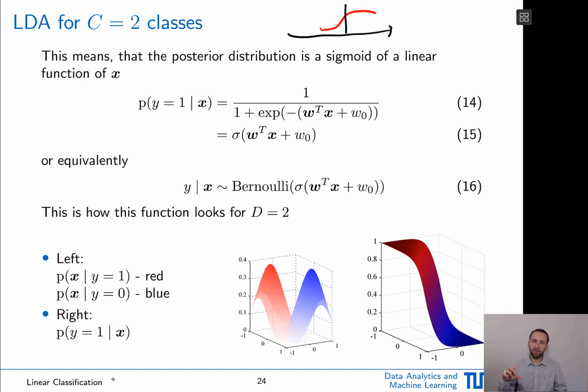And now if you get a new sample, a new data instance, an image, you just evaluate this term. This is your new image. This is what you have. You evaluate this term, you plug it into the sigmoid function, and then you get the probability for class 1.